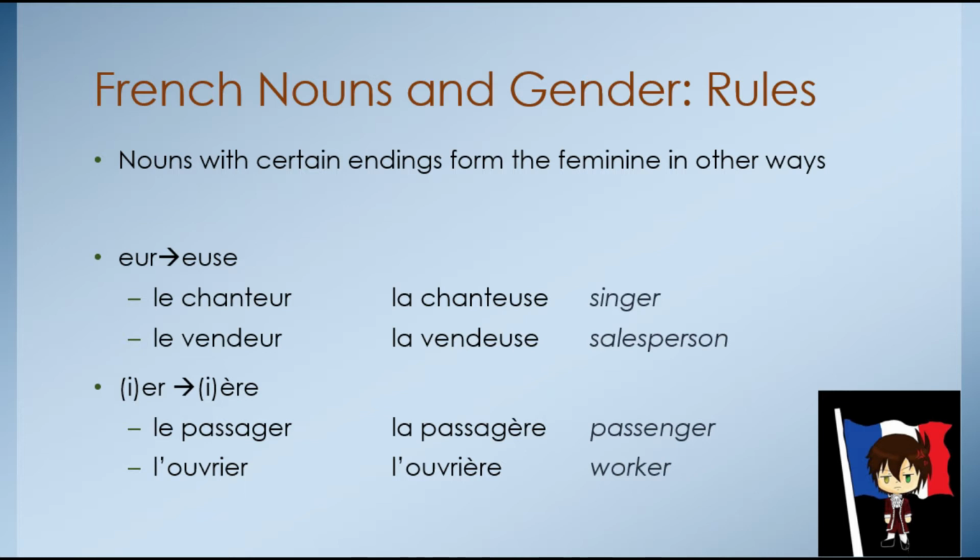First example, we have le passager. Le passager will become la passagère. From male passenger, le passager, to la passagère. Next, l'ouvrier. So it will become l'ouvrière. From male worker, l'ouvrier, to l'ouvrière, female worker.